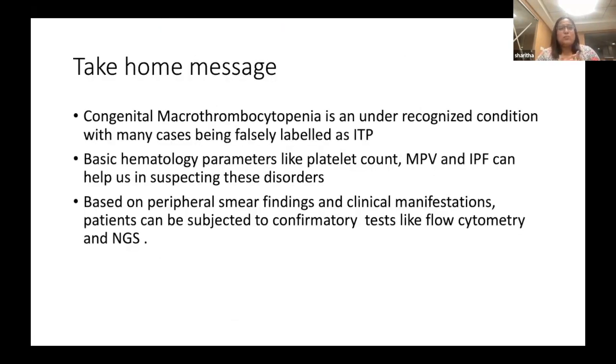So the take-home message from this talk is that congenital macrothrombocytopenia is an under-recognized condition, with many cases falsely labeled as ITP. It is very important to be aware of this condition and convey this to the clinician, to avoid unnecessary and inappropriate treatment of the patients. The basic hematology parameters like platelet count, mean platelet volume, and immature platelet fraction can help us suspect these disorders. Based on the peripheral smear findings and clinical manifestations, patients can be subjected to confirmatory tests like flow cytometry and next generation sequencing.